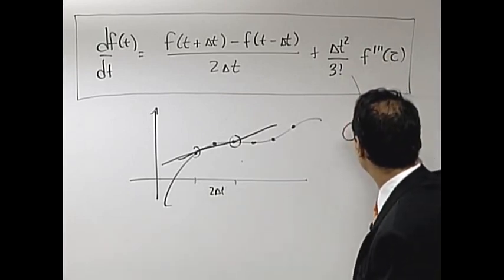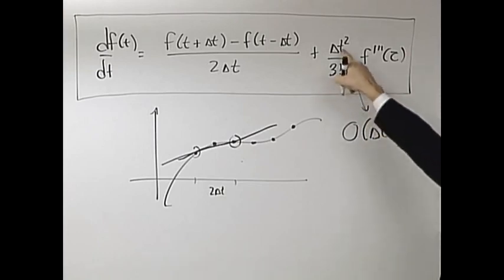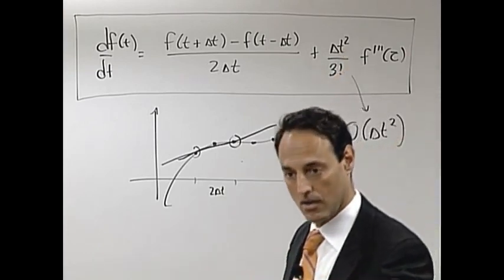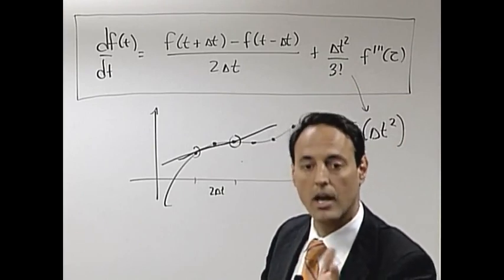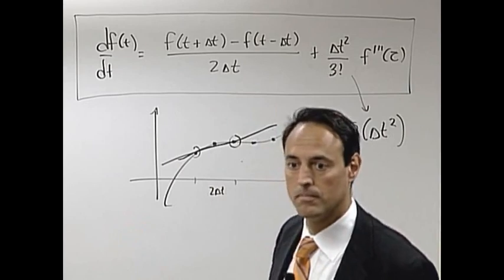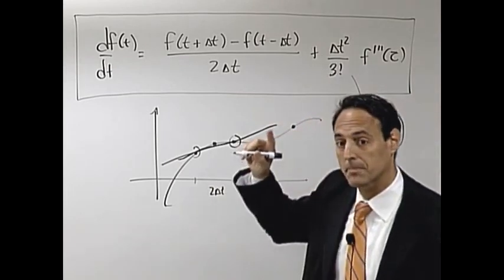So when I think about this term, notice it has this delta t squared in front of it. So presumably, if delta t is small, I could probably throw it away. What kind of error do I make? Well, if delta t is 10 to the minus 2, I'm making an error of 10 to the minus 4. I divided by 2 delta t.